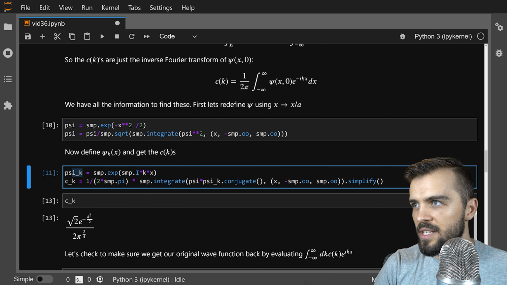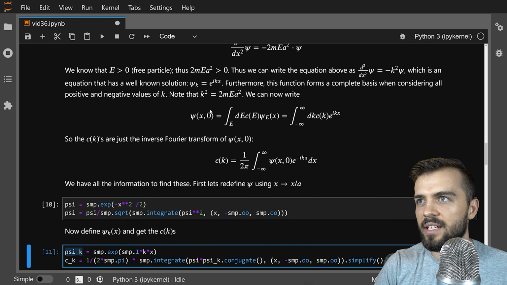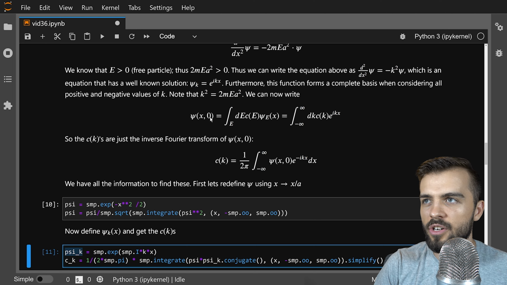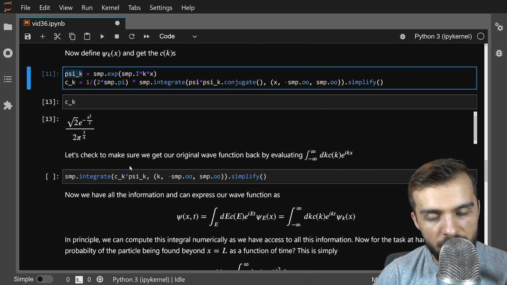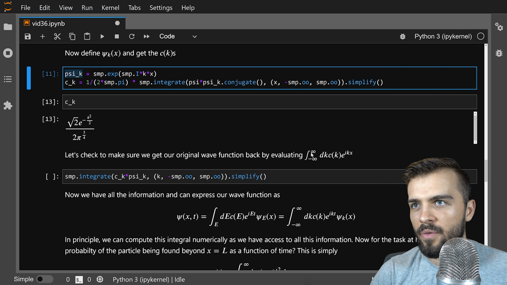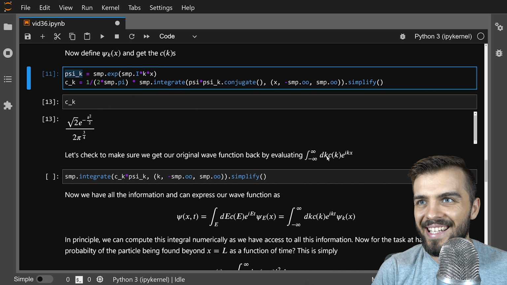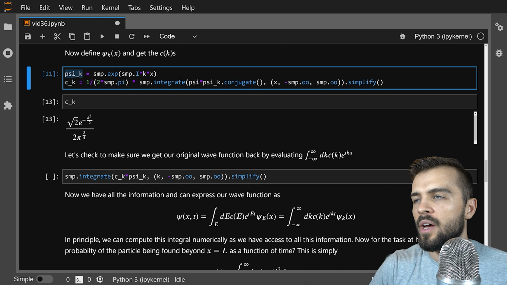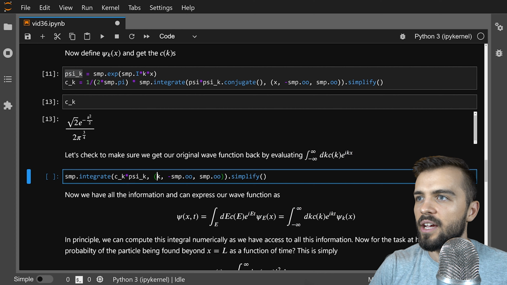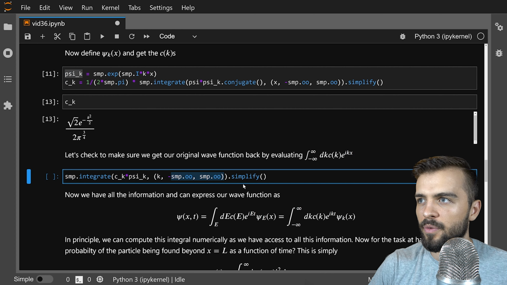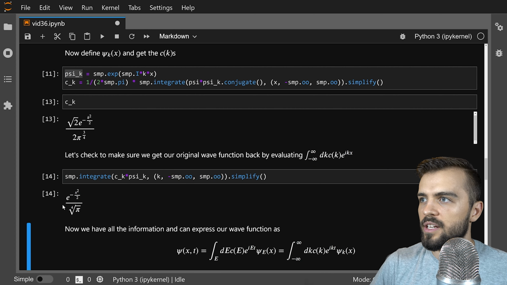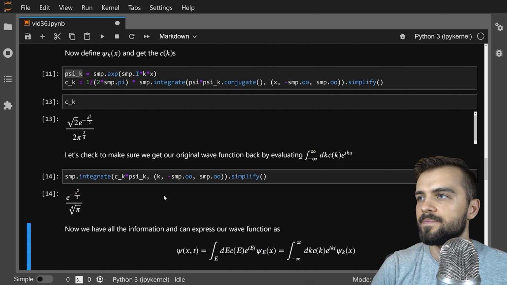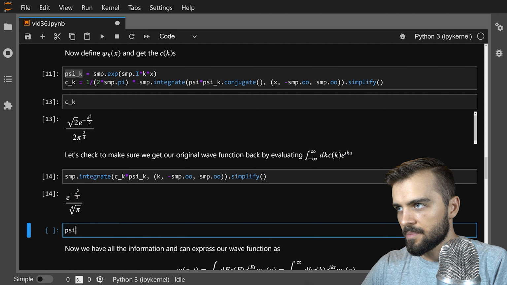So for every one of these, I multiply by this, I take that integral, and I get my initial wave function psi of x, 0. Now we should get our initial wave function if we integrate from negative infinity to infinity, dk c of k e to the ikx. So let's compute this integral. We should get psi of x, 0. I'm just going to plug that directly in. k goes from negative infinity to infinity and simplify it. And sure enough, we get our initial wave function here. That is the same as psi.